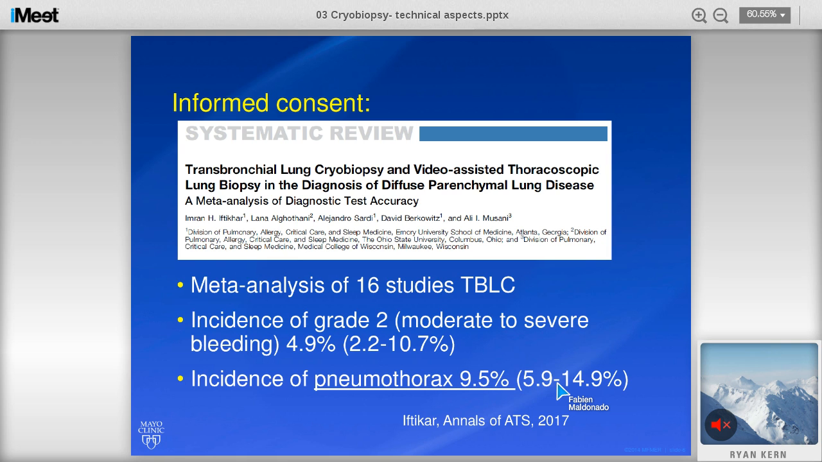So I think those are at least useful numbers to have in your mind if you're just trying to give a patient a general sense. Next slide, please.